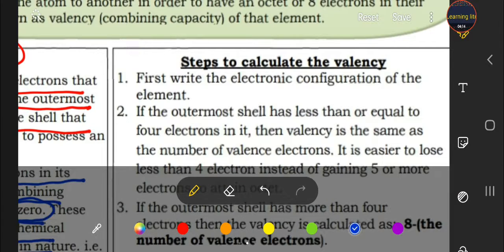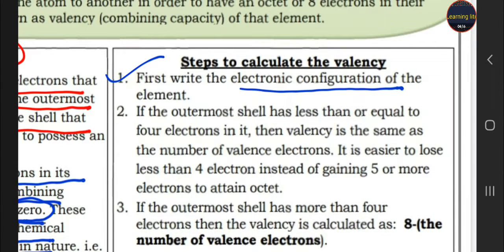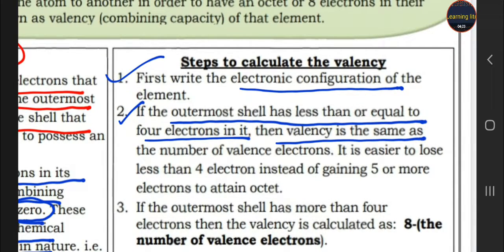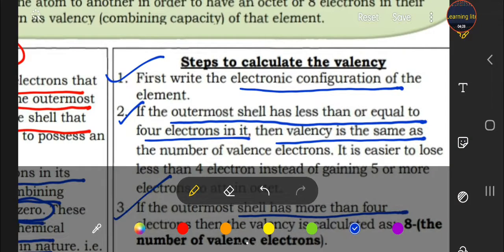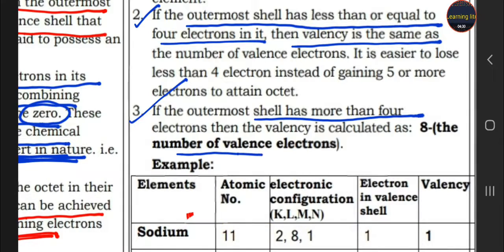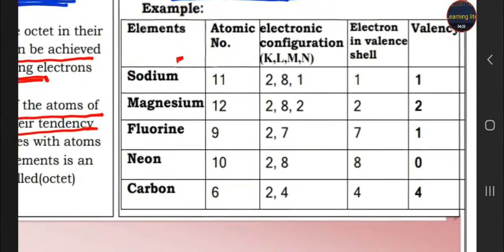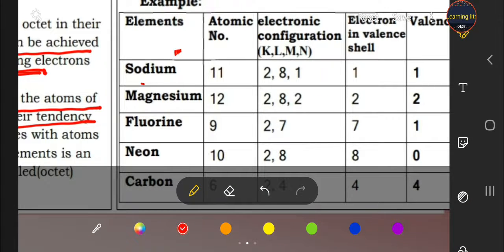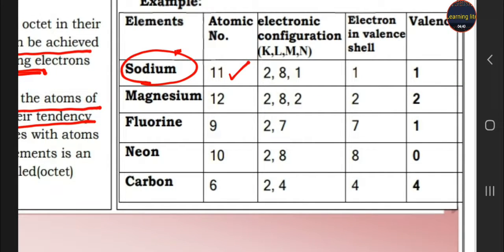Okay, students. Now take an example of how to calculate the valency. First step, we have to write the electronic configuration. Second, if the outermost shell has less than or equal to 4 electrons, then the valency is the same. But if the outermost shell has more than 4, then we have to find the valency by completing the octet. Okay, let's do some examples. First is our sodium. Atomic number is 11. When we distribute 2, 8, 1, the outermost electron is 1, so valency is also 1.